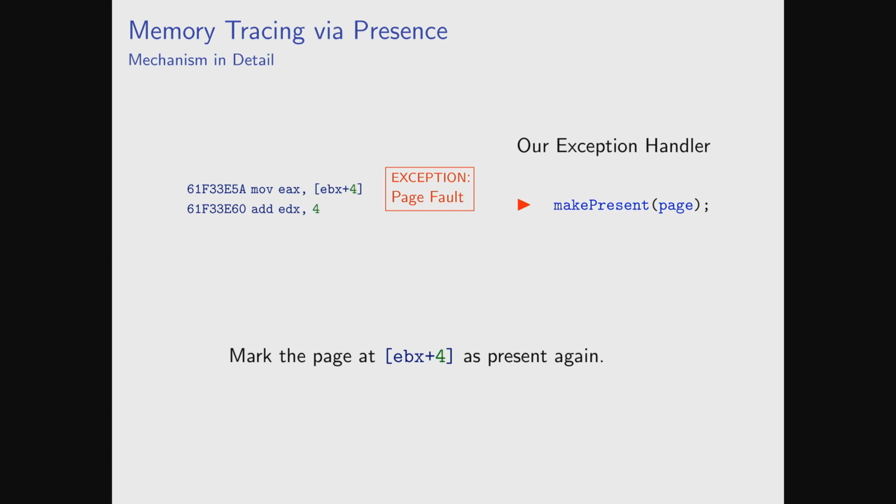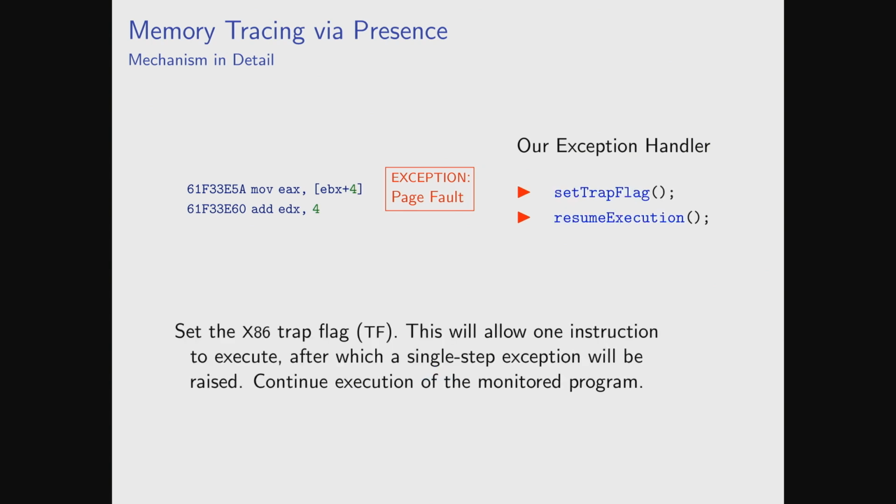And before we continue execution, we have to have some way of making sure that we get control again. If we were to simply mark the page as non-present and then just let the application run, then we would basically have one-shot breakpoints. We want to be able to track subsequent accesses to the same allocation. So to do that, we set the x86 trap flag, which is the same mechanism that debuggers use to implement single stepping. If the trap flag is set at the end of an instruction, it causes the processor to generate a single step exception after it executes. So then we resume execution.